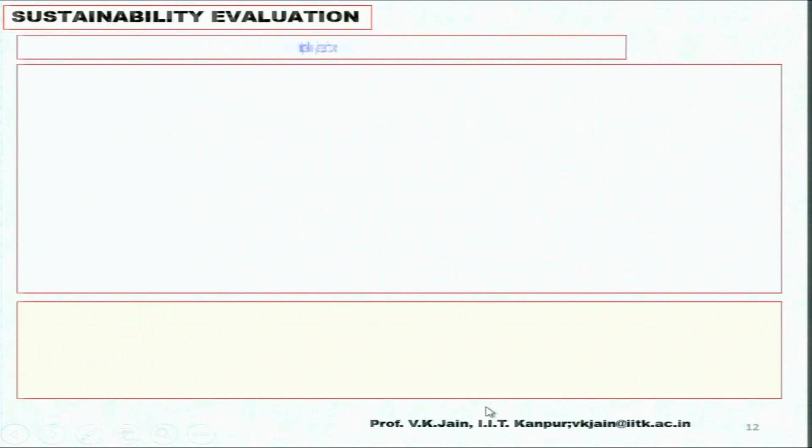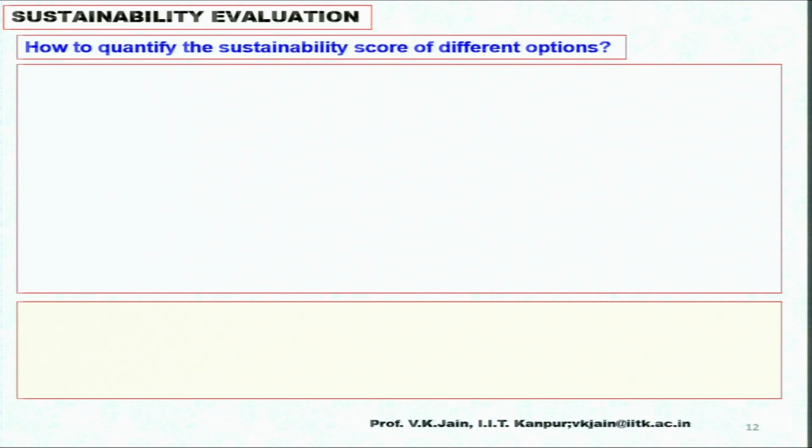Sustainability evaluation: how to quantify the sustainability score of different options. This is very important, because unless you have the quantification, you cannot say that this process is more environment friendly or this process is more sustainable compared to the other one. Otherwise this is all qualitative. Qualitative doesn't work in science or research. You have to quantify it.